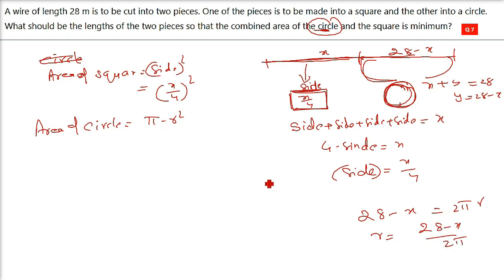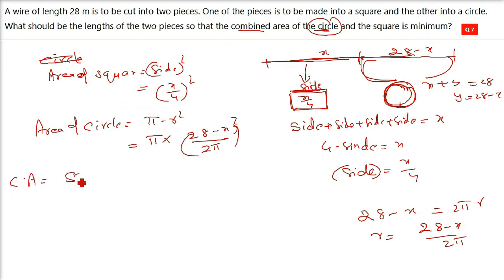So in order to find the area of the circle, pi r square is pi into 28 minus x by 2 pi, whole square. So this is 28 minus x over 2 pi, whole square. When you square this, what do you get? One pi will be cancelled. I'm going to show it to you; we'll just deal with one pi.